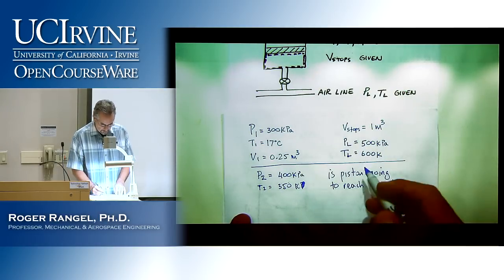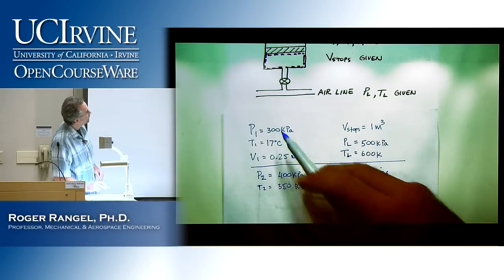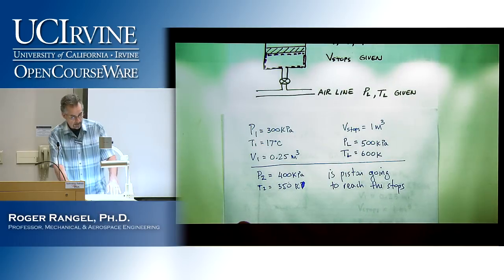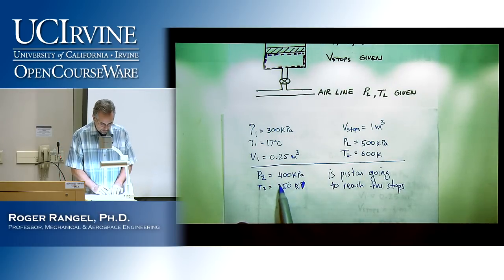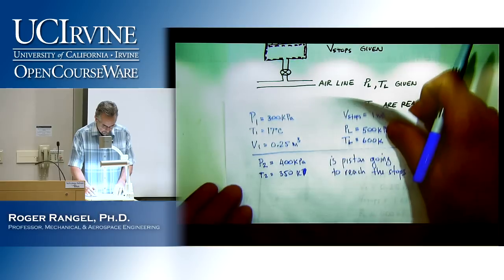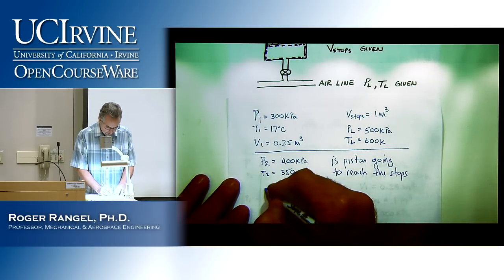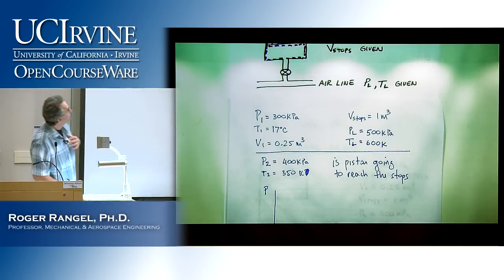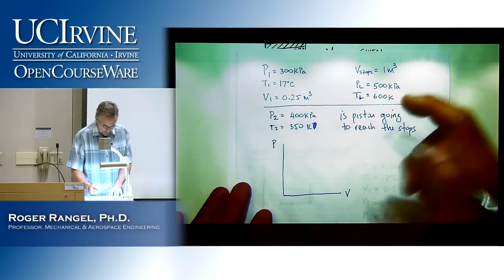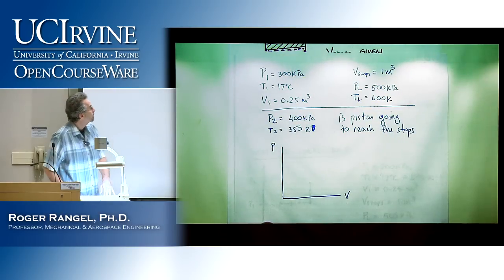So since we know that at the end the pressure is 400 and we started out with a pressure of 300, the conclusion is that this piston must have reached the stops before the end of the process. Otherwise, the pressure couldn't go up from 300 to 400. So if I do a plot on a PV diagram, then the first part of the process, as the piston is rising, has to be a constant pressure process.